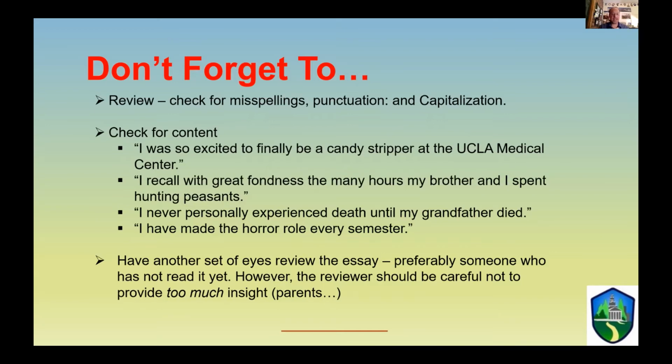And you can see, I say the reviewer should be careful not to provide too much insight. And I do put parents in parentheses. Parents, this is a warning for you if you are listening. I can't tell you how many times students have put countless hours into writing their essays, and then all of a sudden, the parents say, well, maybe you should write about this, or don't forget to do that. Next thing you know, it blows up the essay, and then it's not written in the student's words.